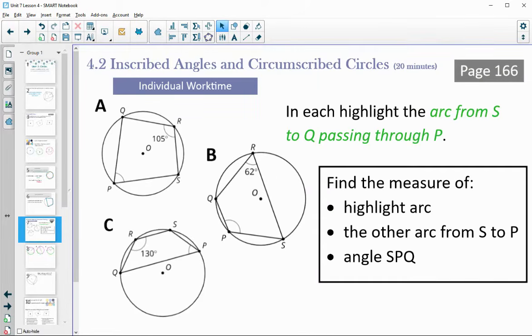So let's go ahead and look at these three cyclic quadrilaterals. We see them drawn inside of a circle. Go ahead and highlight the arc from S to Q that passes through P in each of the pictures. So you want to go S to Q and make sure you go through P. Highlight that arc, then find the measure of your highlighted arc. Find the measure of the other arc from S to Q, and then find angle SPQ. Go ahead and do that and then come back to the video.